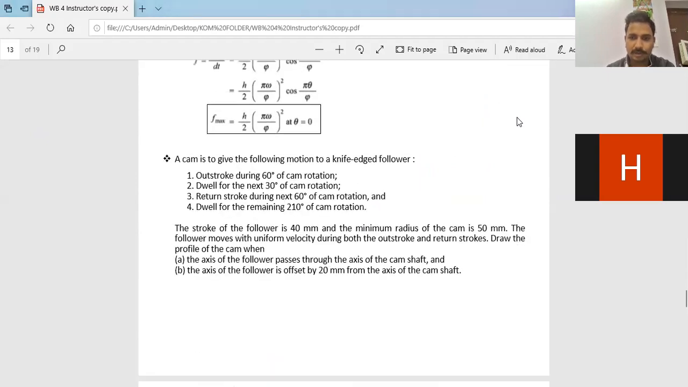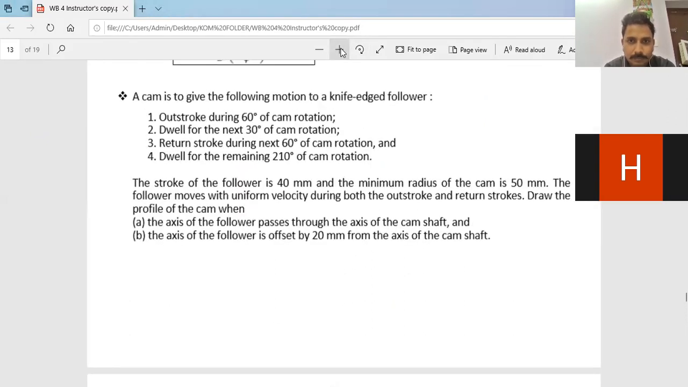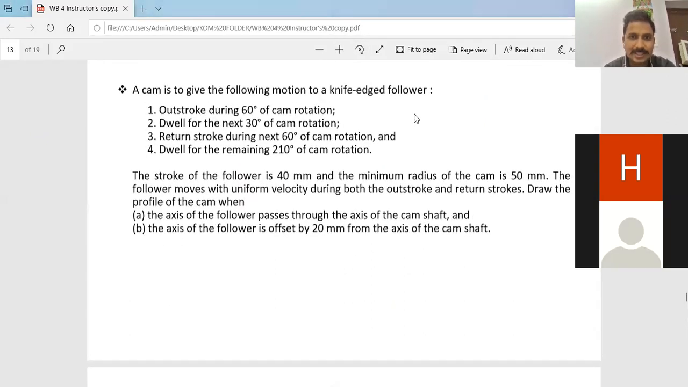We have a question in front of us. I hope everybody can read the question, right? The question says a cam is to give the following motion to a knife edge follower. So the follower given here is a knife edge follower, that is the first step. The data given is: outstroke during 60° of cam rotation. Outstroke means the stroke in which the follower is rising.